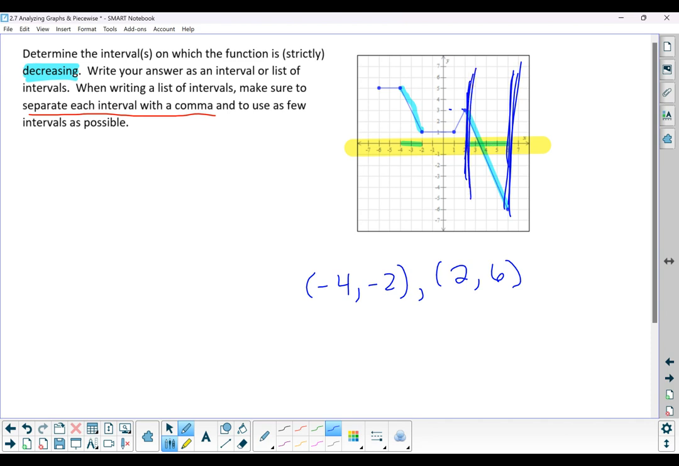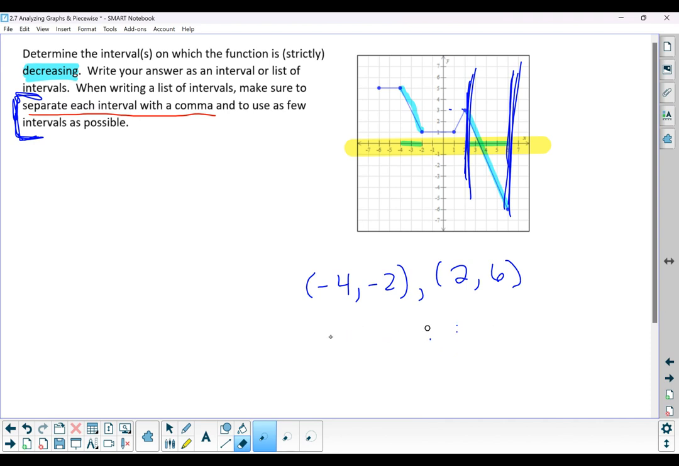You may have in the past used a union symbol here, but don't use a union symbol for this topic specifically. It is telling you to separate the intervals with a comma, and you do need to do that. It will mark it wrong if you use the union symbol here.